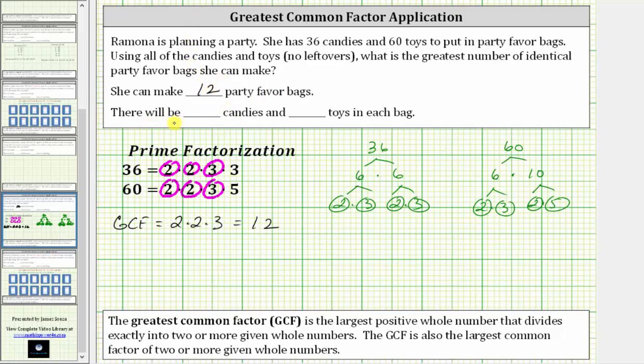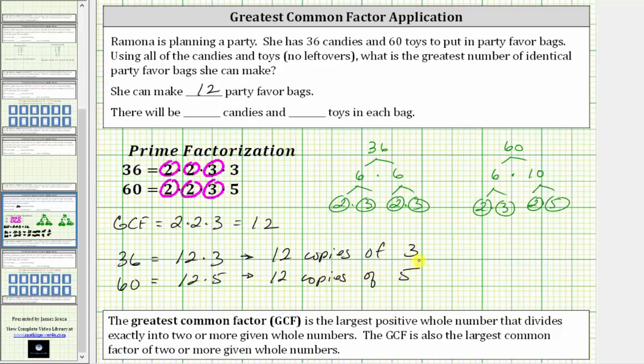And now to help us complete this second sentence, using the greatest common factor of 12, notice how we can write 36 as 36 equals 12 times 3. And remember, 12 times 3 can be viewed as meaning 12 copies, or 12 groups of 3. And for 60, we can write 60 as 12 times 5, which we can think of as meaning 12 copies of 5.